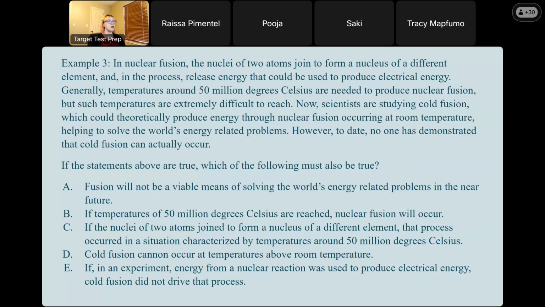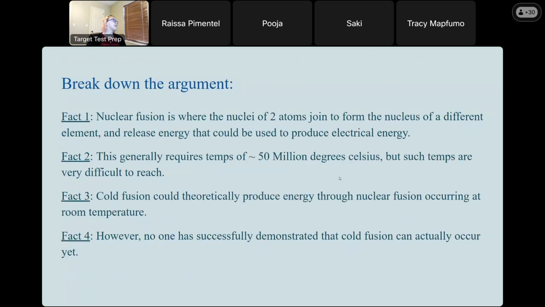However, to date, no one has demonstrated that cold fusion can actually occur. If the statements above are true, which of the following must also be true? This is definitely one that has a bit of awkward phrasing in it. Let's look at our breakdown.